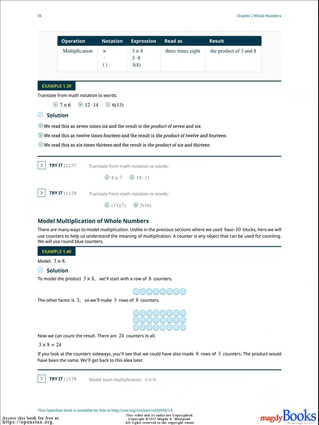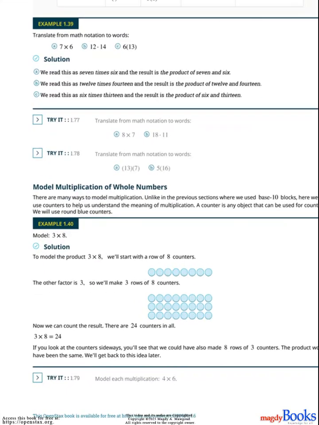2. Model multiplication of whole numbers. There are many ways to model multiplication. Unlike in the previous sections where we used base 10 blocks, here we will use counters to help us understand the meaning of multiplication. A counter is any object that can be used for counting. We will use round blue counters.